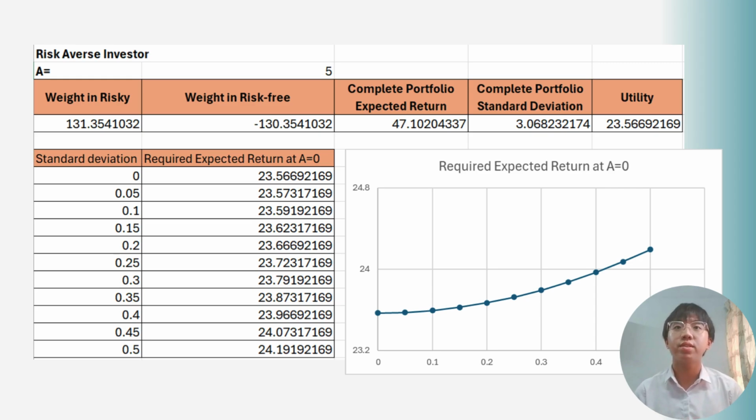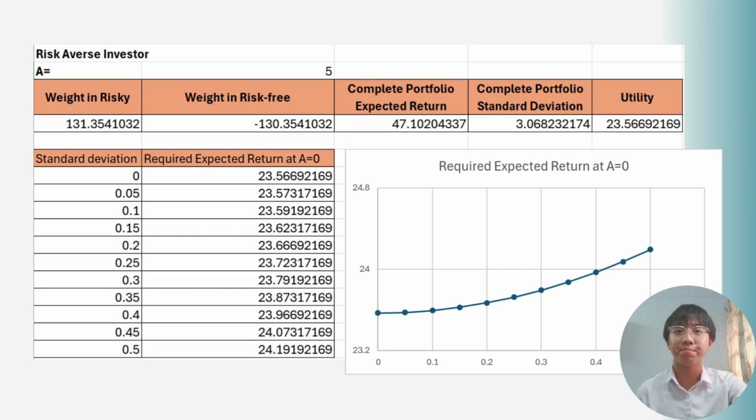This slide shows the case for a risk-averse investor, where the risk aversion coefficient A is equal to 5. These investors dislike risk, so they want higher returns to make up for taking on more risk. As seen in the table, the required return goes up as risk increases. For example, it's about 23.57 when risk is 0 and goes up to 24.19 when risk is 0.5. This gives an upward sloping indifference curve, showing that the investor will only take on more risk if they get more return.